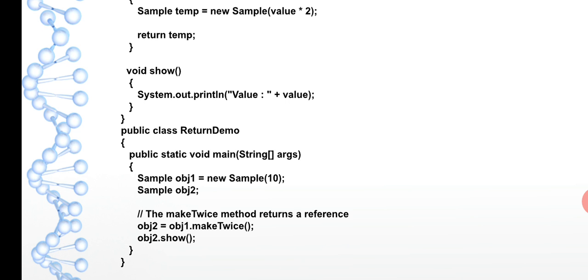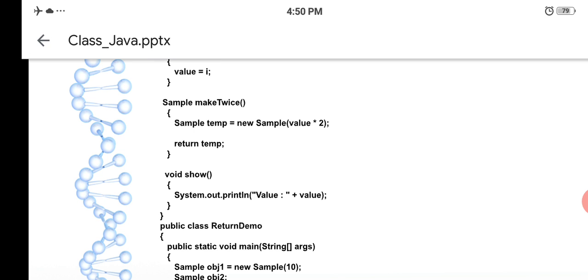Now what will makeTwice do? That method will be called. Inside the method, Sample temp, you are creating one more object of the Sample class. temp = new Sample(value * 2). What is actually happening here? Inside the makeTwice method you are creating one more object of class Sample, and you are calling the constructor of Sample. You are passing value * 2. What was the value? 10. 10 into 2 is 20. That 20 will be passed to this constructor.